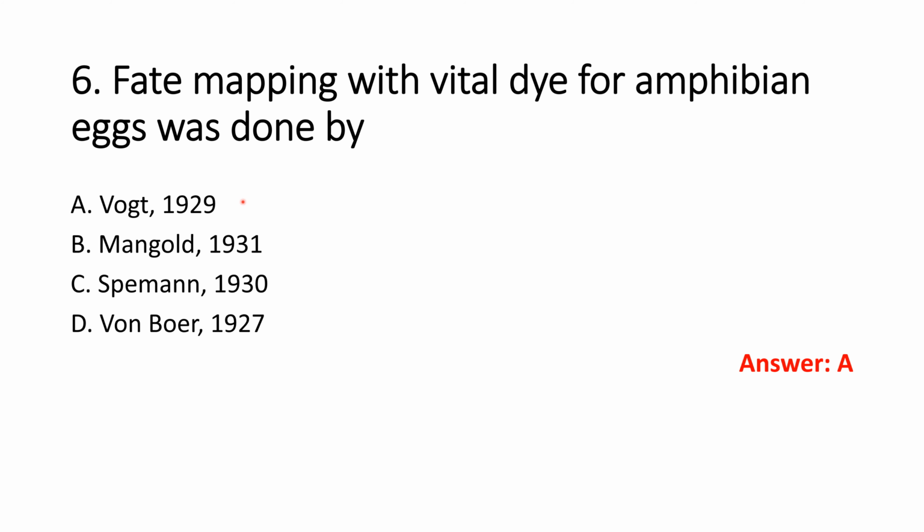So Walter Vogt was a Swiss embryologist who first used vital dyes to trace the fate of different areas of amphibian eggs in 1929. He used agar chips soaked in vital dyes to mark specific regions of the embryo and then observed the subsequent fate of the stained cells. So this is about fate mapping with vital dye.